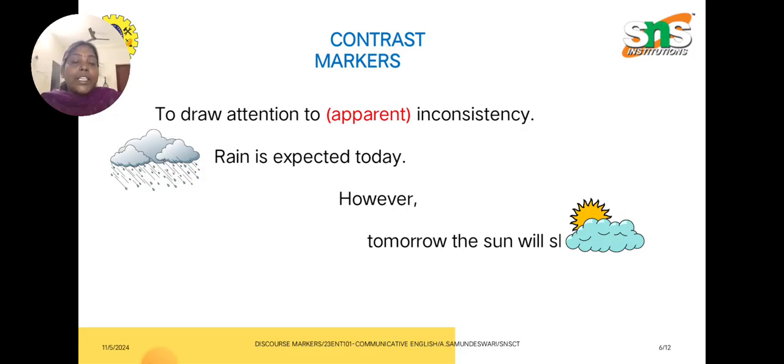Contrast markers, in the sense, draw attention to apparent inconsistency. So it looks like rain is expected today, though tomorrow the sun will shine in the sky. So however, here the word however functions as a connective to connect the two individual sentences.